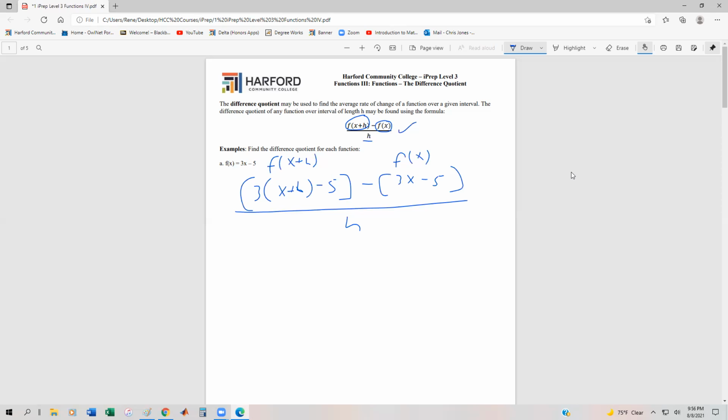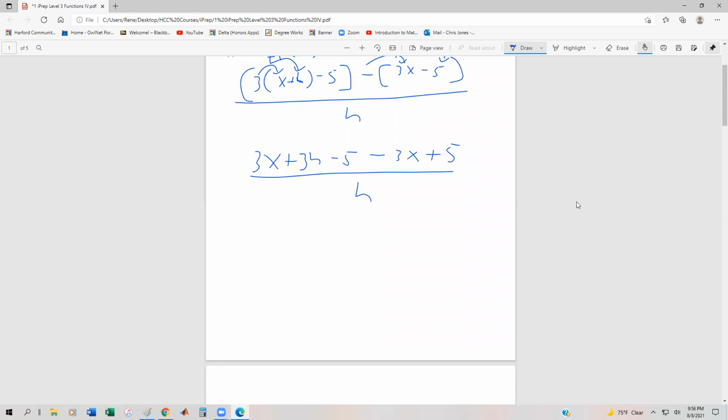At this point, we're going to distribute. I'm going to distribute the 3, and I'm going to distribute the negative to these two terms. And so we get 3x plus 3h minus 5 minus 3x plus 5, divided by h. Now we're just going to simplify. Notice that we have a 3x and a negative 3x. We have a negative 5 and a positive 5. And so we end up with 3h divided by h. And we know that h divided by h cancels out. And so we're left with the difference quotient of 3.